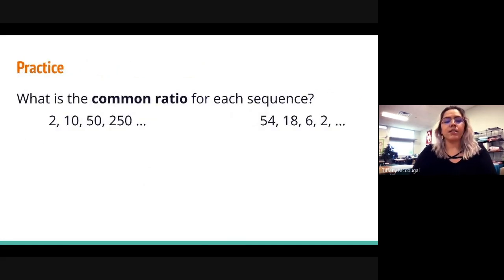But first, let's get some practice. I want you to pause the video and try to figure out what the common ratio is for each of these sequences before you come back.